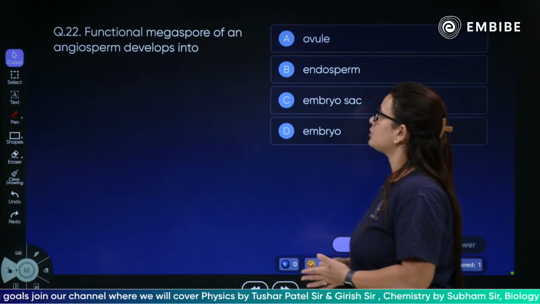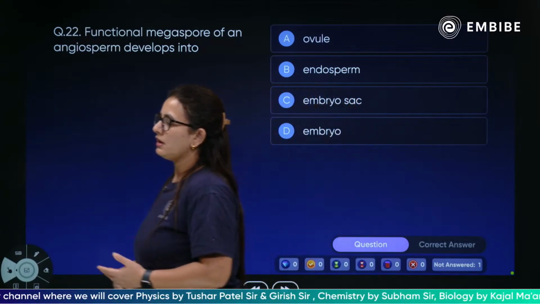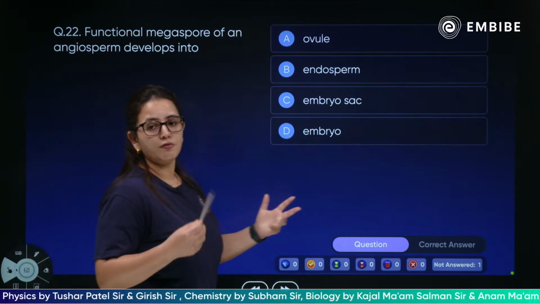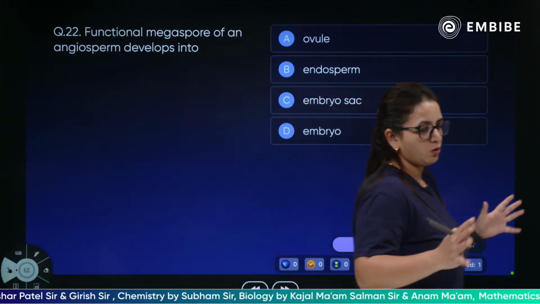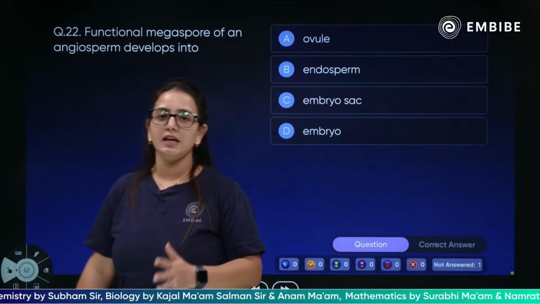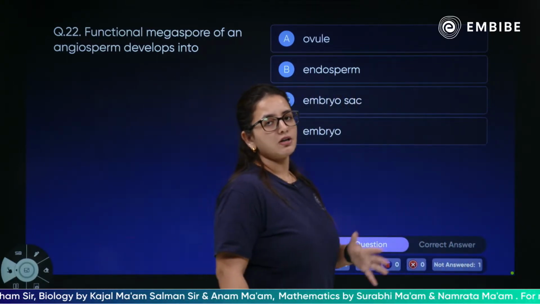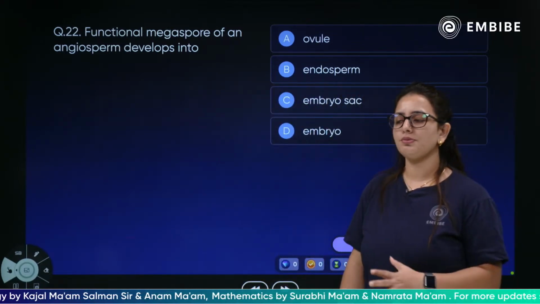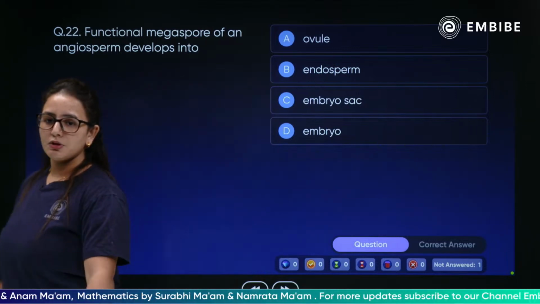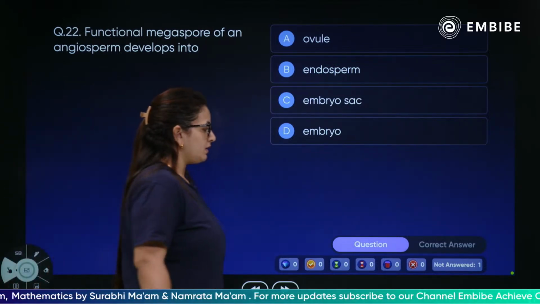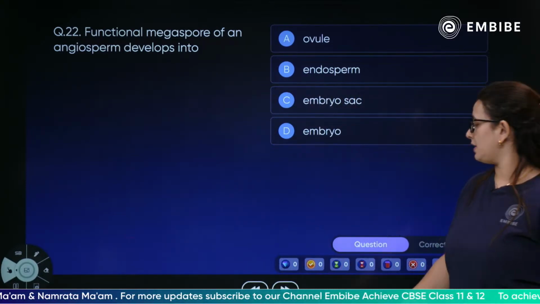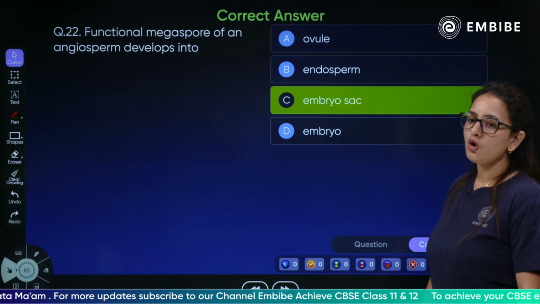A functional megaspore of an angiosperm develops into what? Ovule, endosperm, embryo sac or the embryo? This has to be very simple. Very simple. The functional megaspore of an angiosperm develops into an embryo sac.